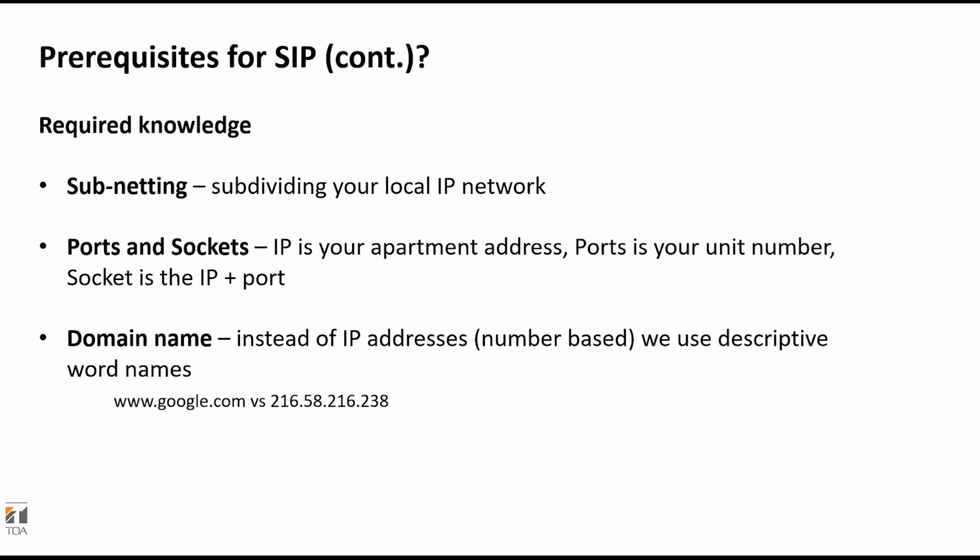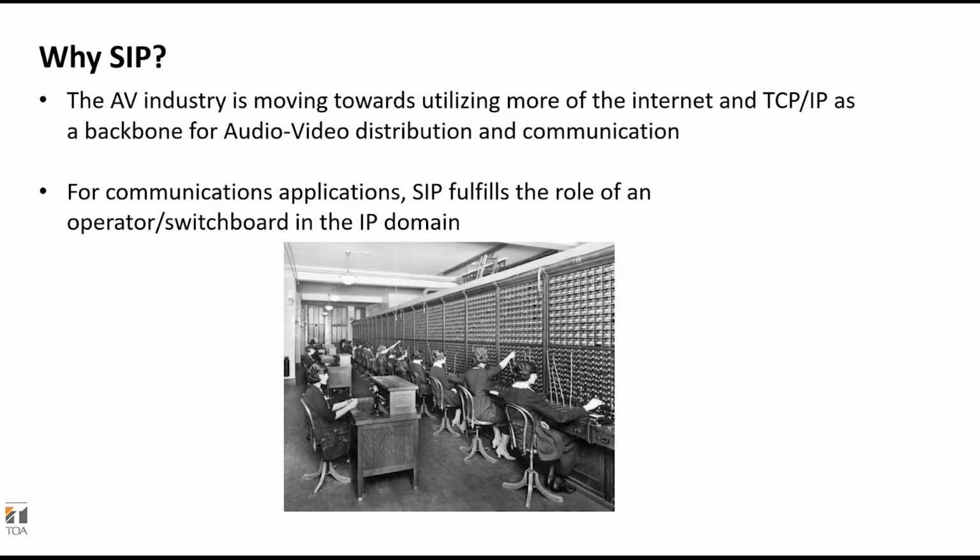And then finally, domain name is the way we've simplified IP addresses. So instead of remembering numbers, we use names instead. So instead of remembering the IP number 216.58.216.238, which is a mouthful to remember, we just remember www.google.com.